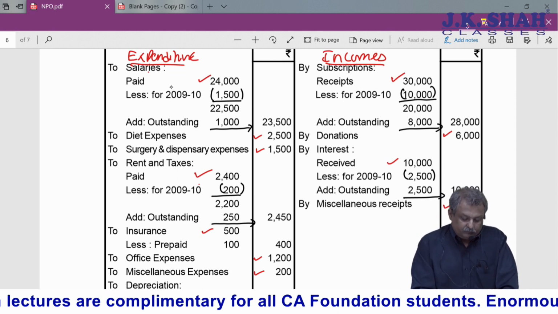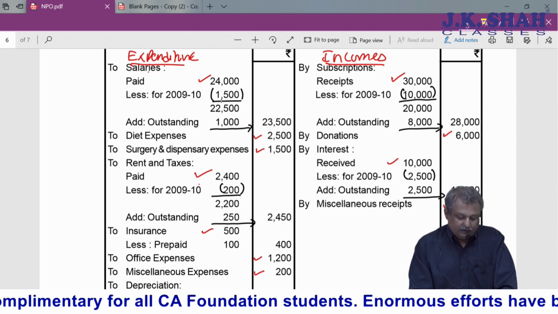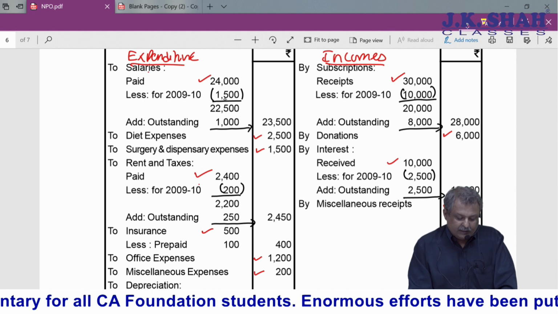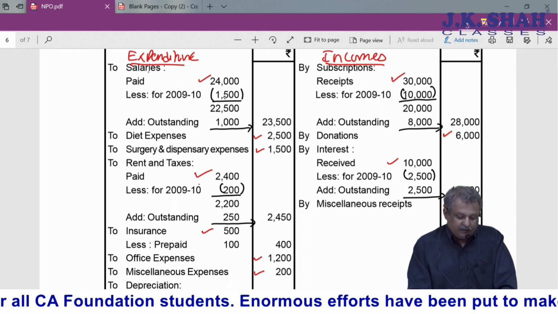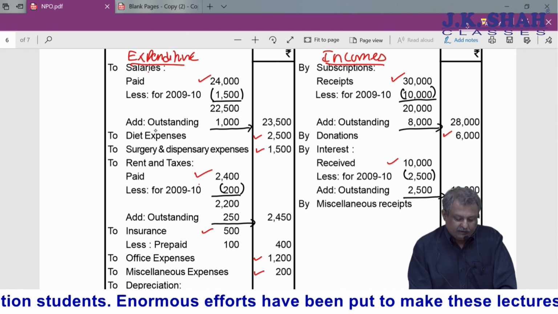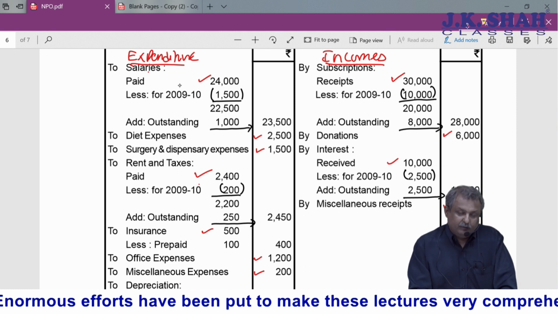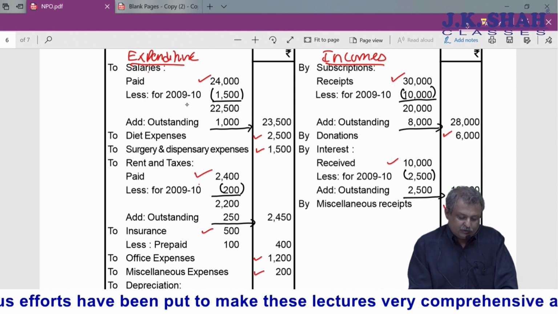Salaries, 24,000 is taken. So less 1,500, that is outstanding at the beginning. How do I know this is outstanding at the beginning? Because here they have written add outstanding. So outstanding at the end is added, so at the beginning is deducted. So this is outstanding beginning.